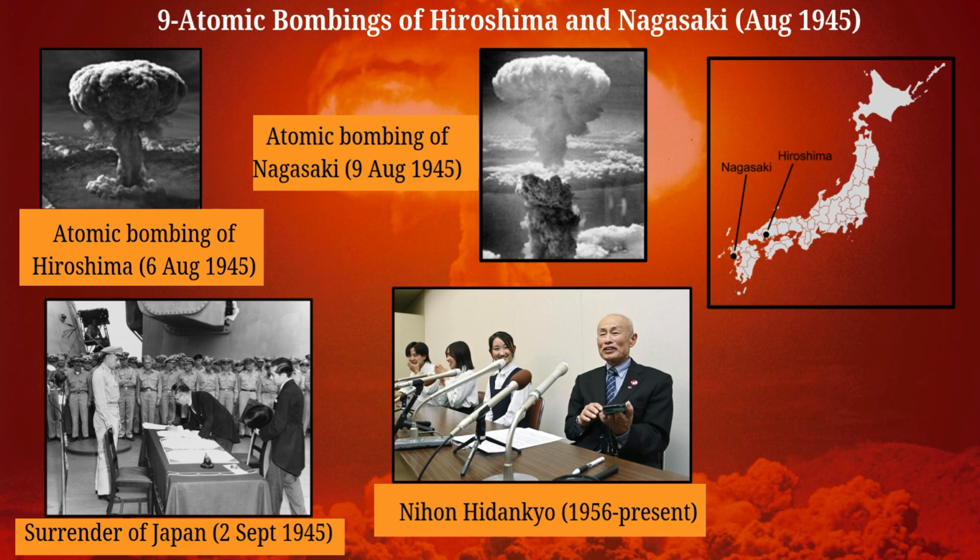The people who survived were known as the Hibakusha. They formed an organization called Nihon Hidankyo, which got a Nobel Prize this year for its aims to achieve a world free of nuclear weapons.